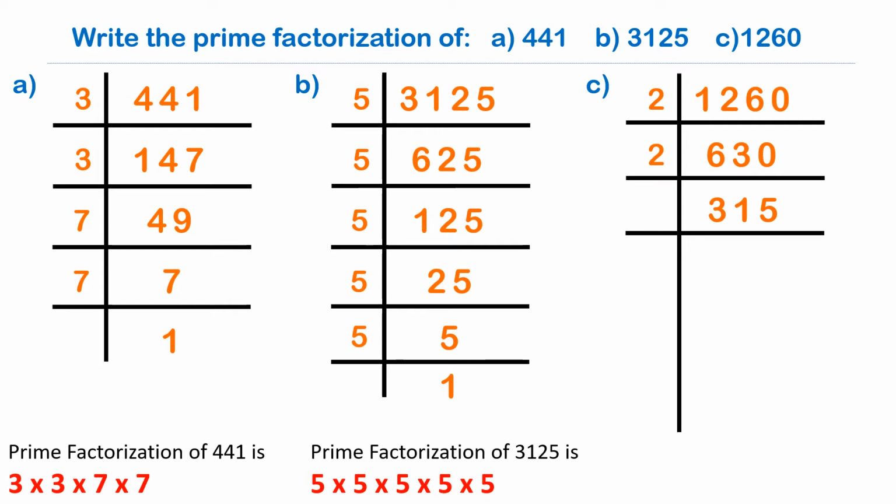315 is not an even number. It is an odd number. So it is not divisible by 2. So we take the next prime number, 3.